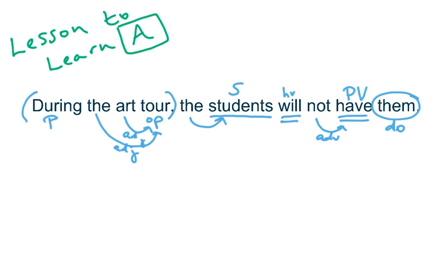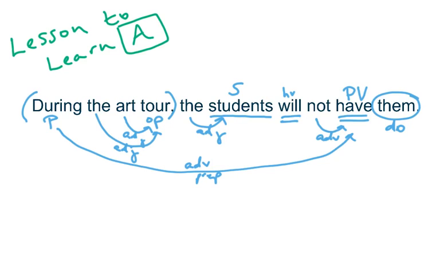What other words are not marked? The modifies students. During the art tour, what does that modify? Does that modify students? During the art tour, will have during the art tour, or them during the art tour? I think will have works best. So we have an adverbial prepositional phrase.